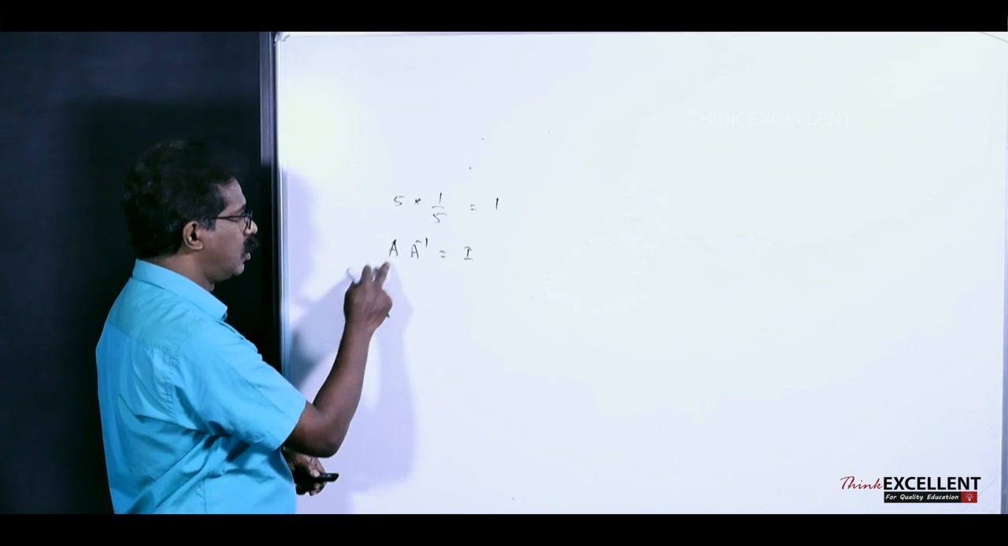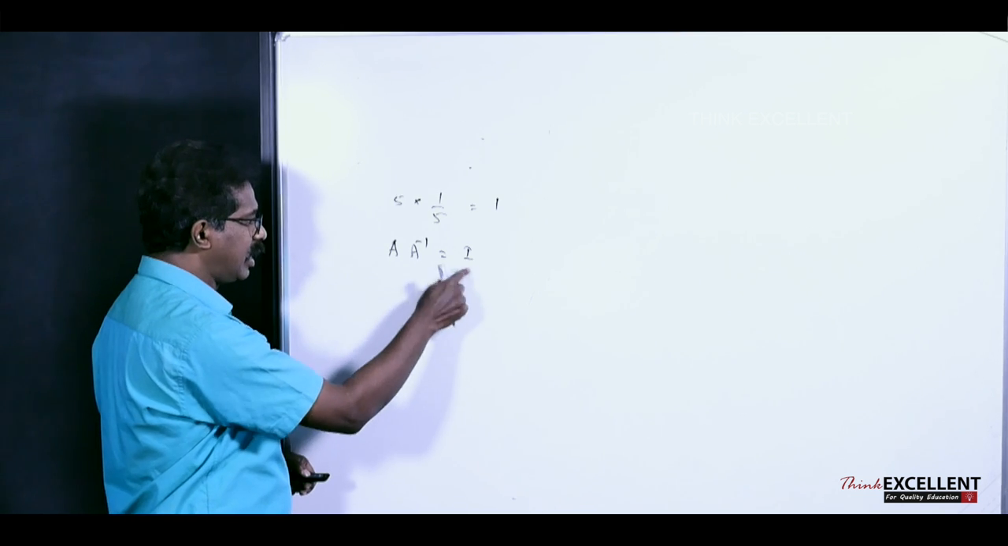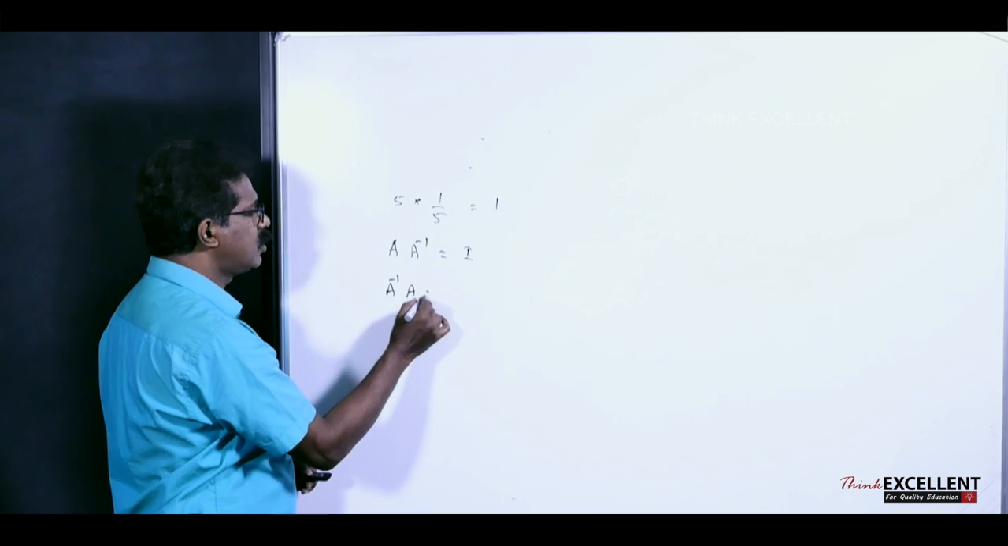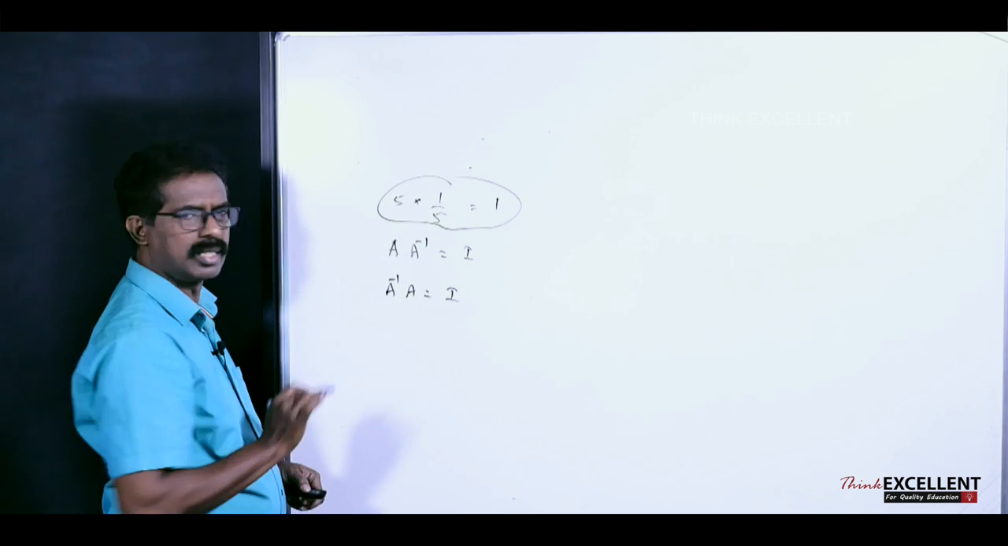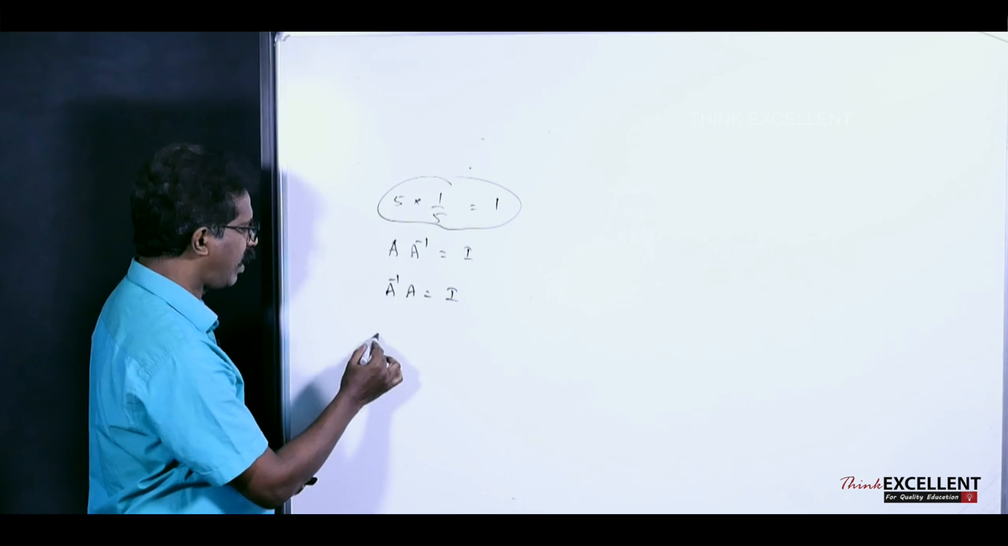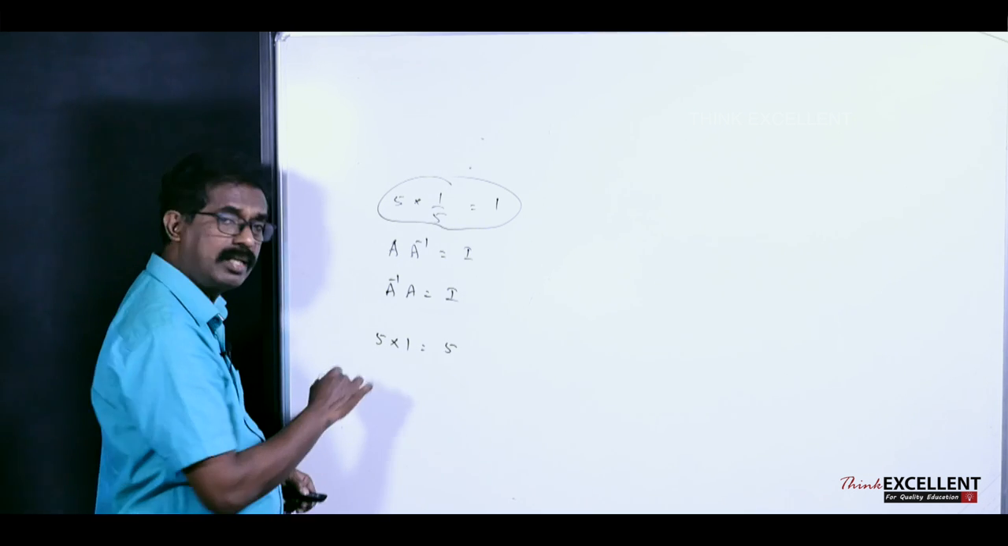It can be reversed. 1 by 5 into 5 is also 1 only, no? So A inverse into A is also I. Another thing, a simple example so you can easily understand. What is 5 into 1? 5 into 1 is 5. 1 into 5 is also 5.